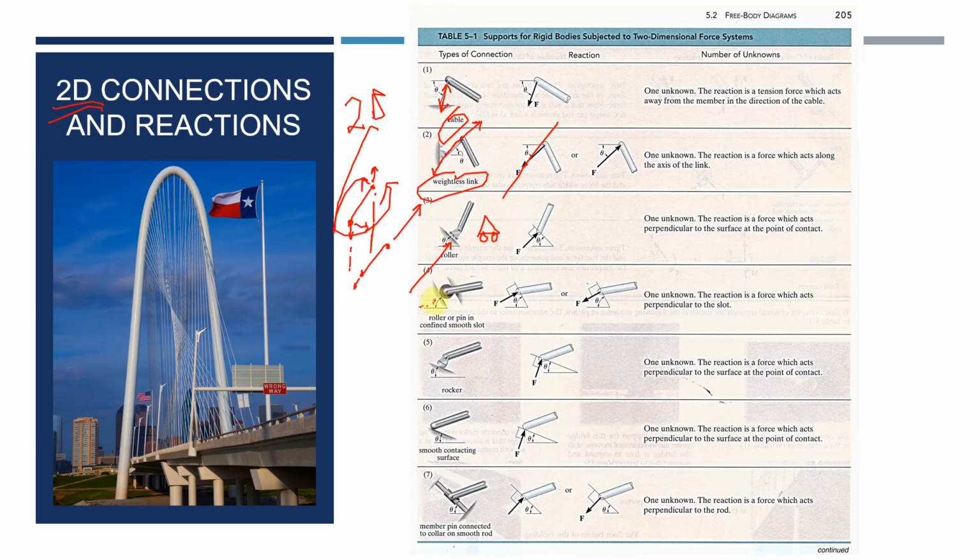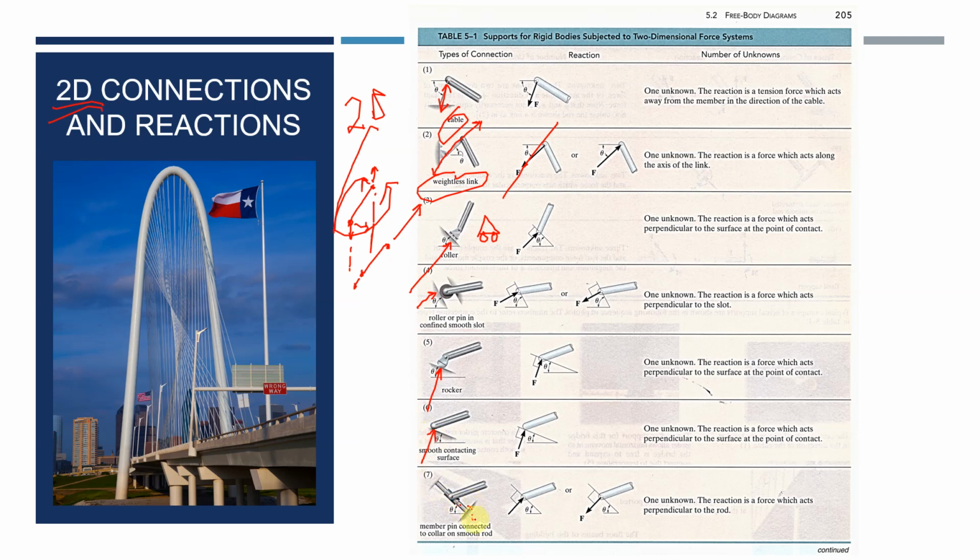A roller or a pin confined in a slot, same idea. The force is only normal to that. A rocker, same thing. Force is only normal to the point of contact. Normal to the surface at the point of contact. Smooth contacting surface, same thing. You can see how a lot of these situations are very much alike.